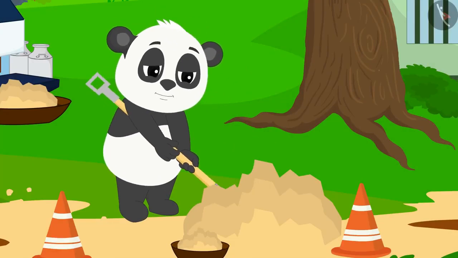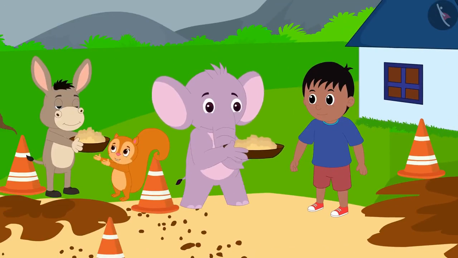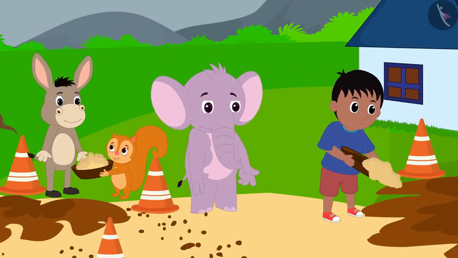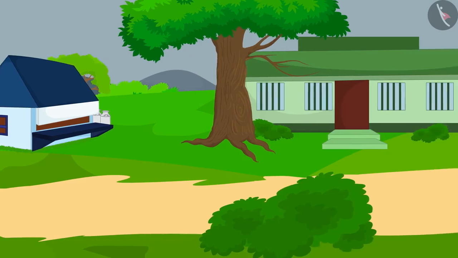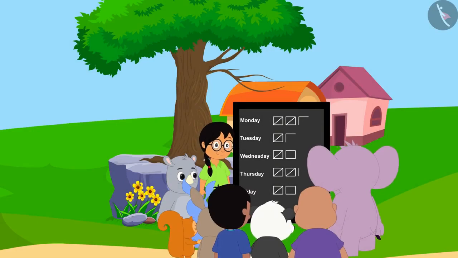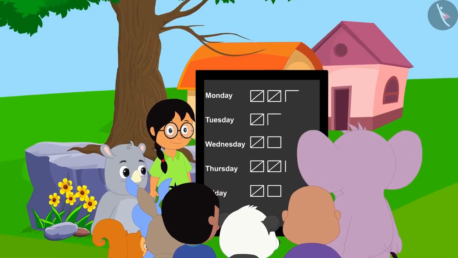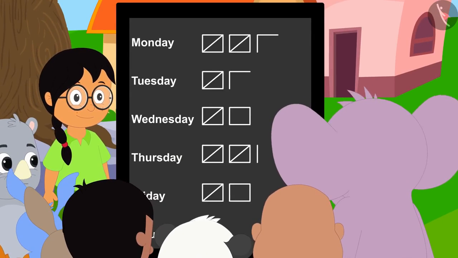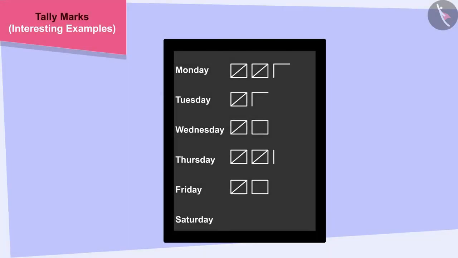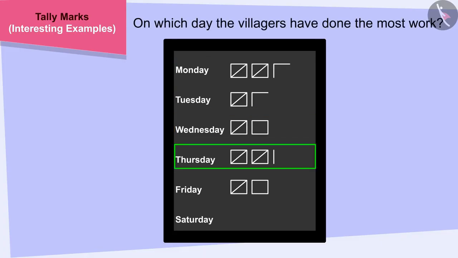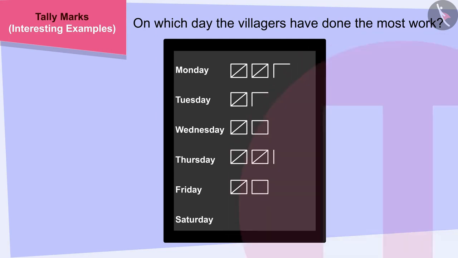1 week got over and all the villagers worked hard and got the road fixed. All the villagers are eager to know on which day the most work was done. Children, can you look at this table and tell on which day the villagers have done the most work? If you wish to, you can find the solution by stopping the video.